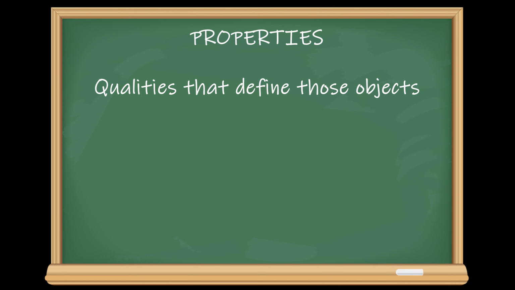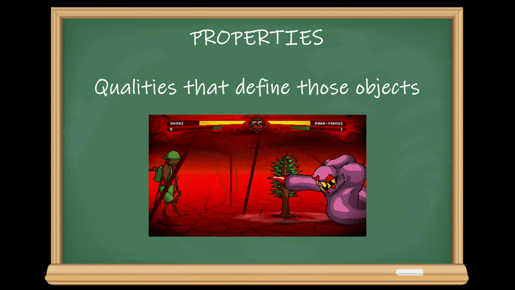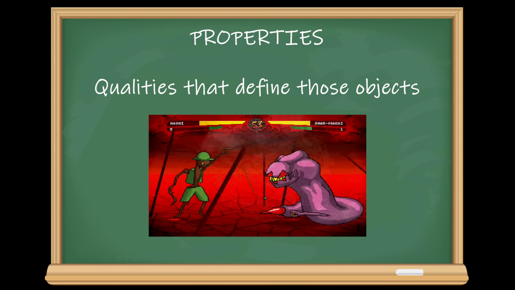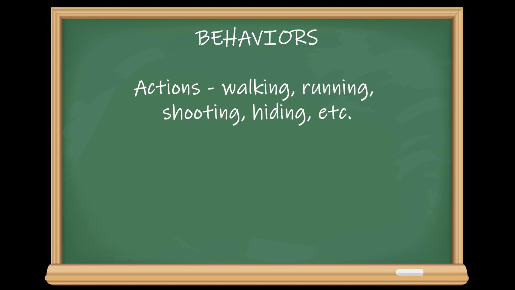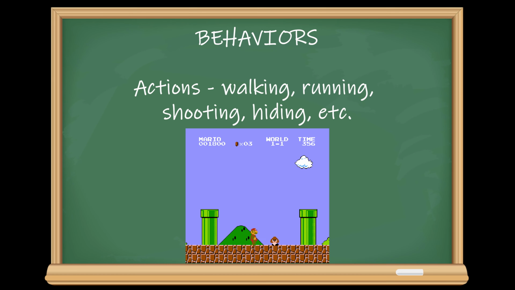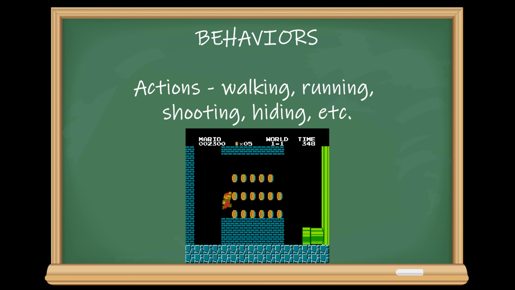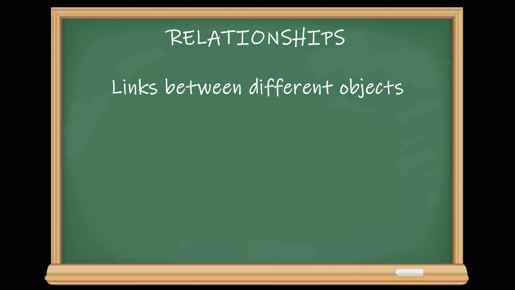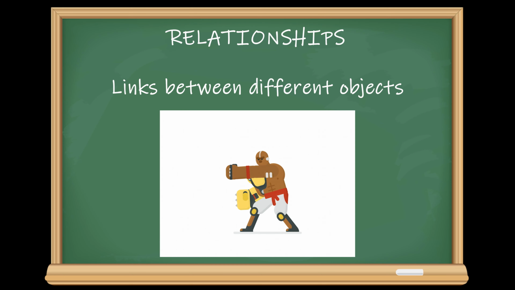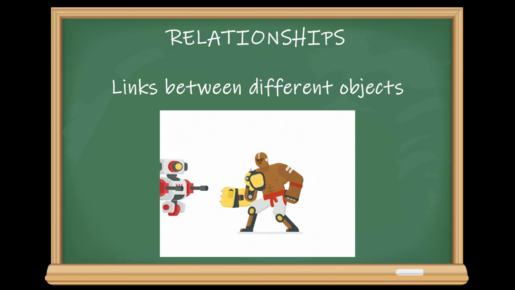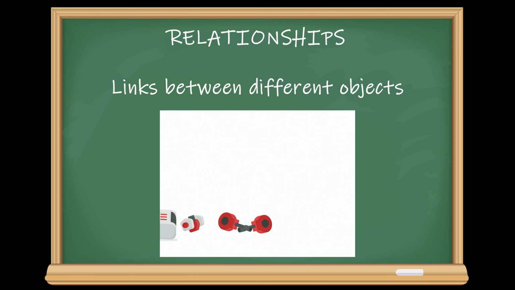The properties are qualities that define those objects, for example, the player's life, stamina, damage taken, or damage given. The behaviors are certain actions that an object can do in specific states, like walking, running, shooting, hiding, etc. The relationships are links between different objects. For example, if the player hits an enemy with a weapon, it deals a specific amount of damage to an enemy.